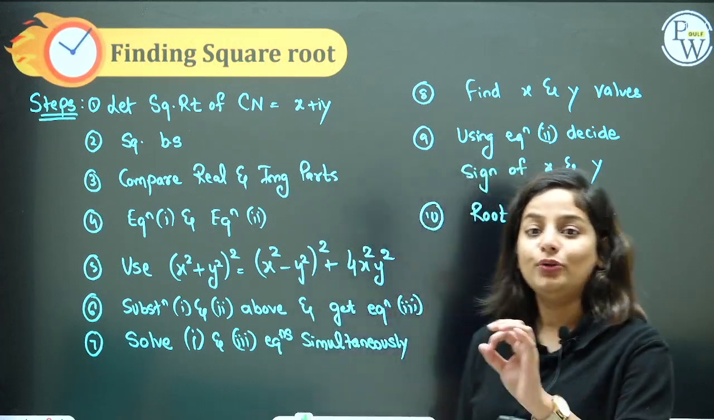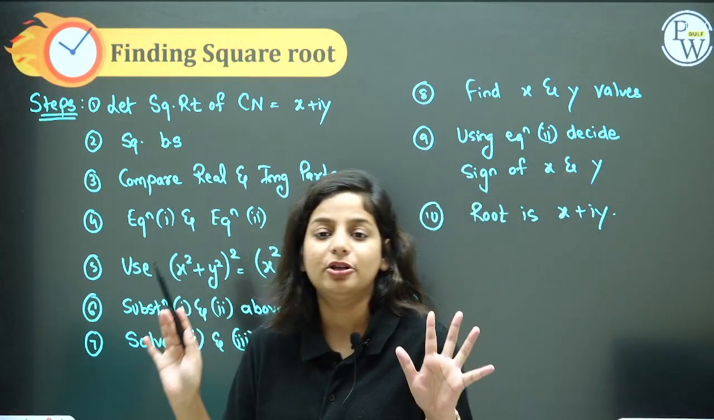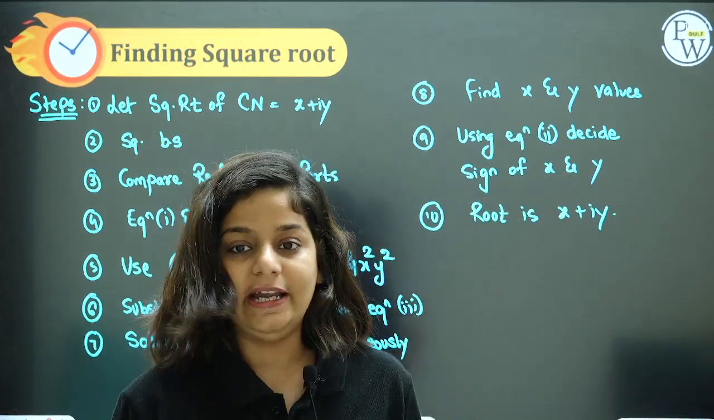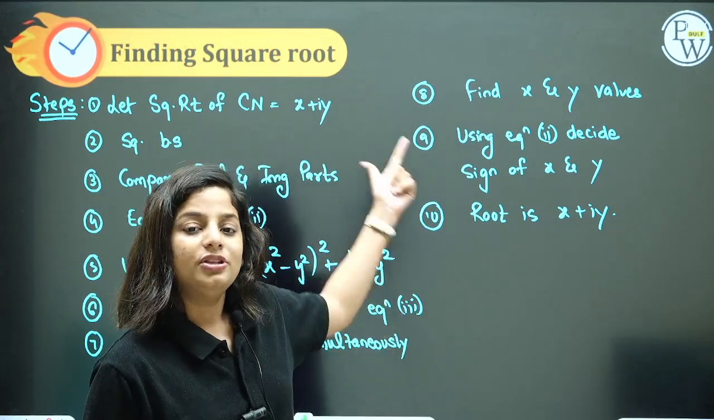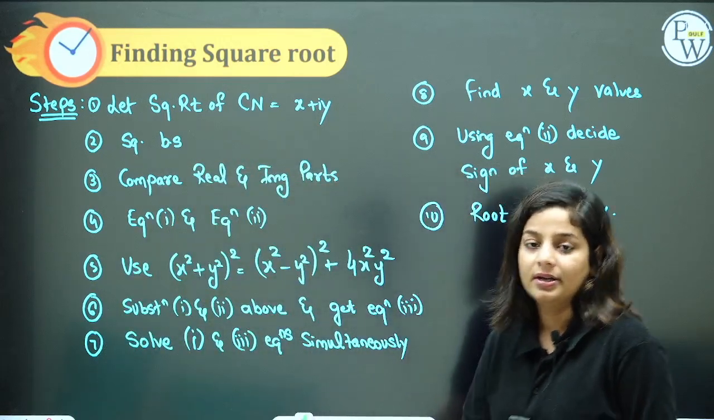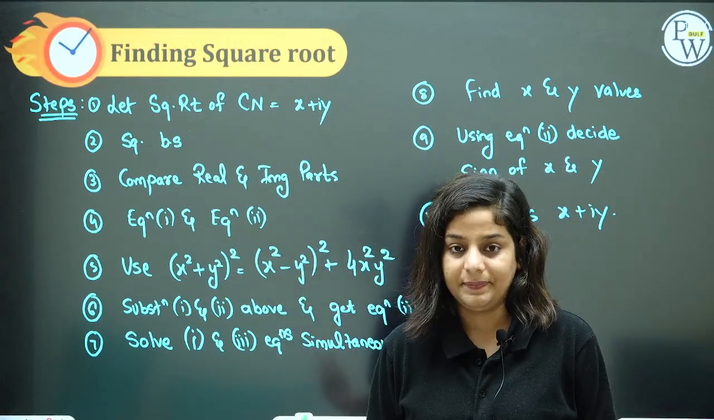Moving on. How to find square root. Now these are the 10 steps. I believe you all have studied this chapter. You all have learned already the methods to find the square root. So if you note this down, it will really help you a lot. I'm going to apply this method in the next two questions.